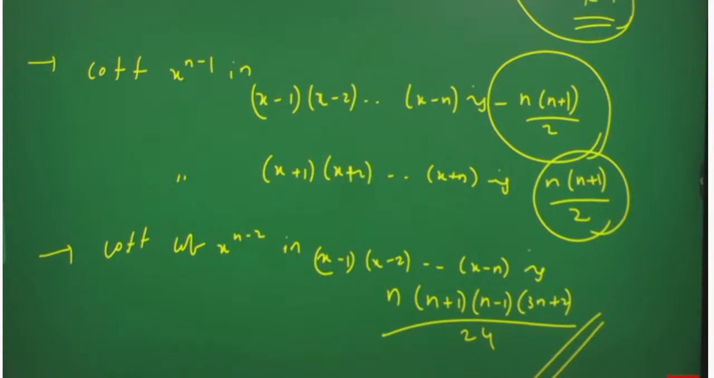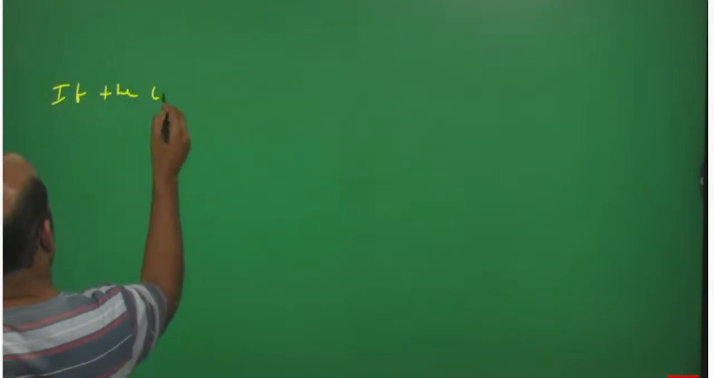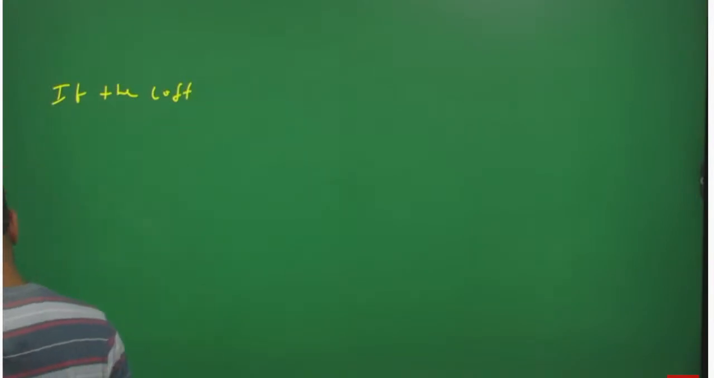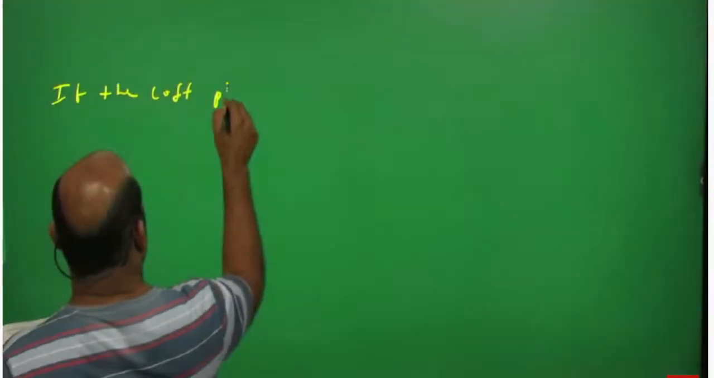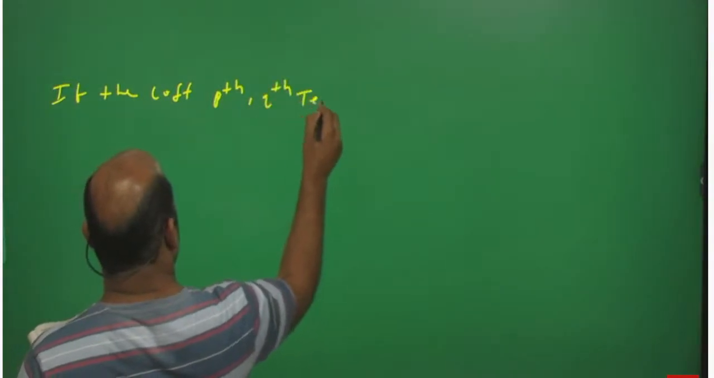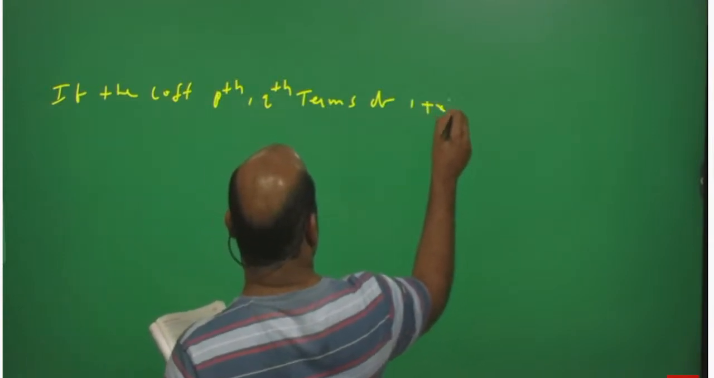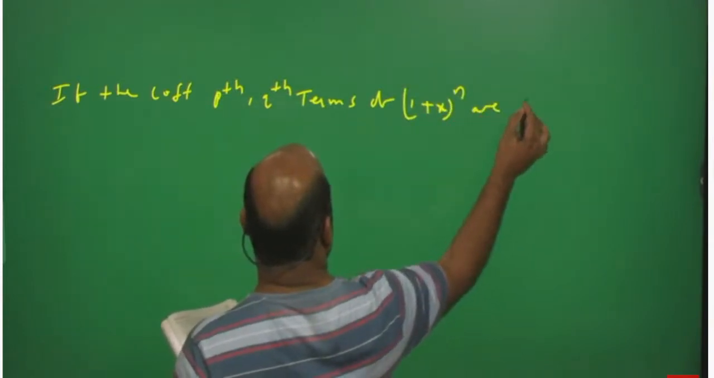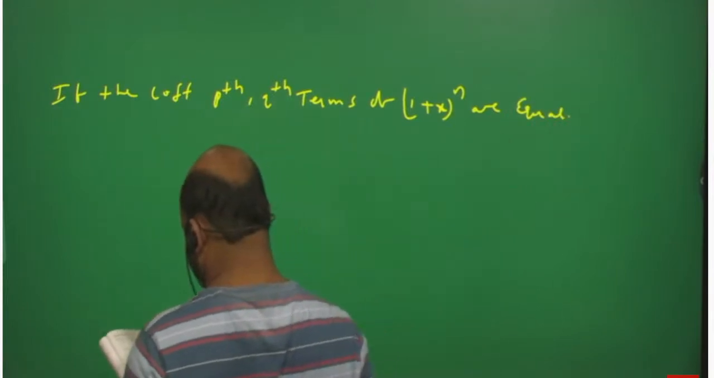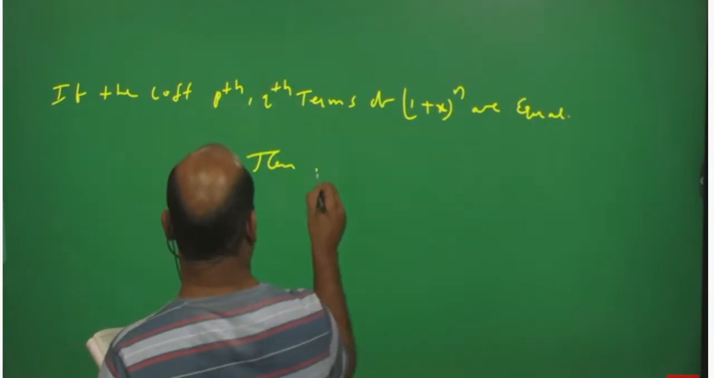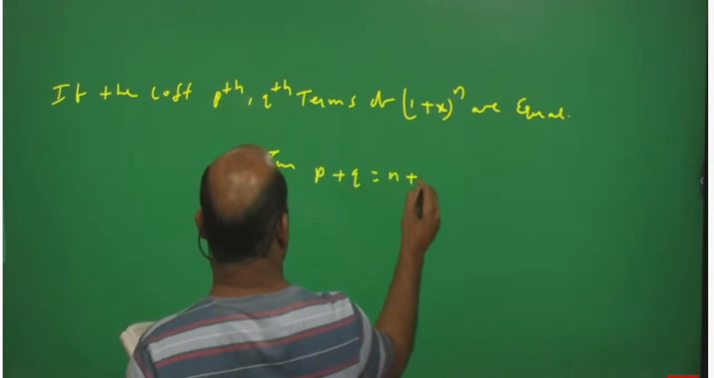If the coefficients of the pth and qth terms of (1 plus x) whole power n are equal, then p plus q is n plus 2.